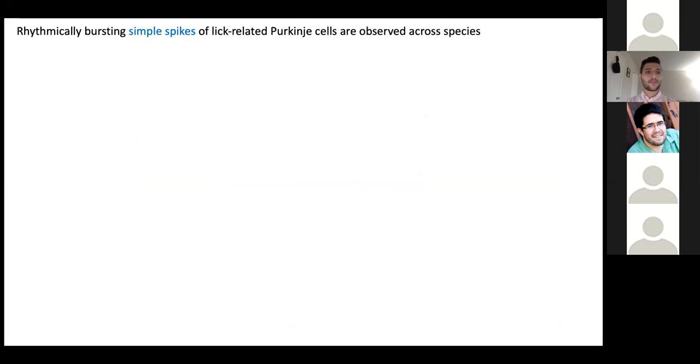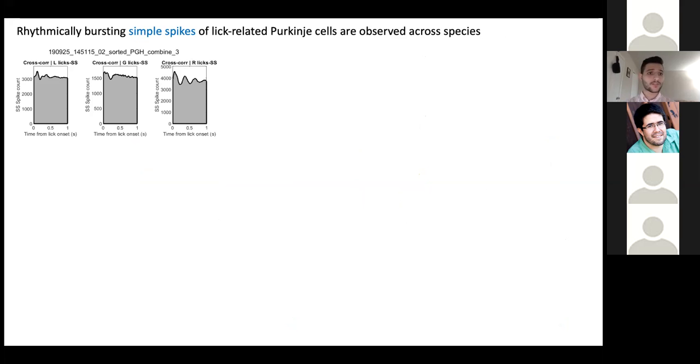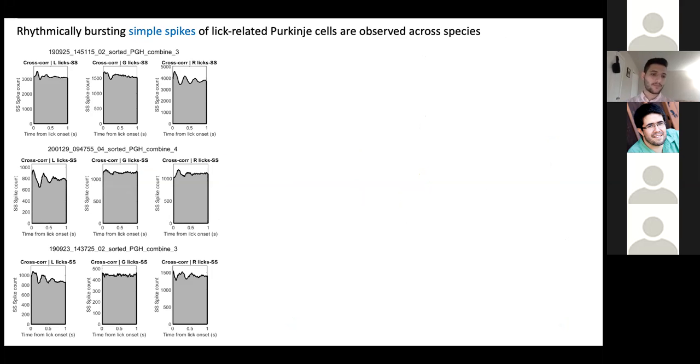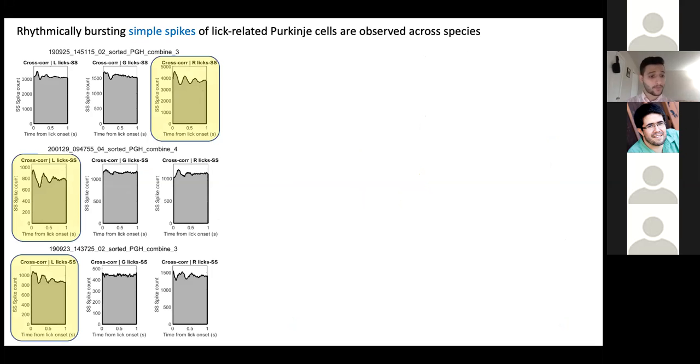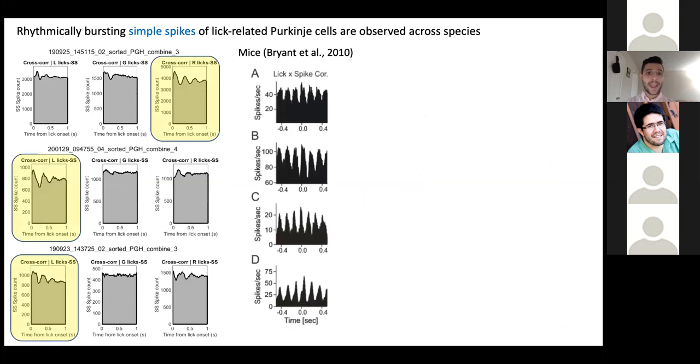So this idea of rhythmically bursting simple spikes of lick-related Purkinje cells is also observed across species. Here I've showed you 3 examples of cells that seem to do this, particularly rightward licks in the top cell, in the middle cell leftward licks, and in the bottom cell, again, leftward licks. And this is consistent with what's seen in Purkinje cells from the mouse cerebellum as well, as was shown by the work of Bryant. Here they plot the lick to spike cross correlation, and you can see it's fairly rhythmic, lots of peaks and valleys that correspond to lick onset and offset as well.